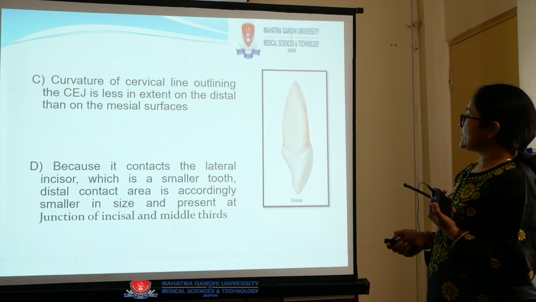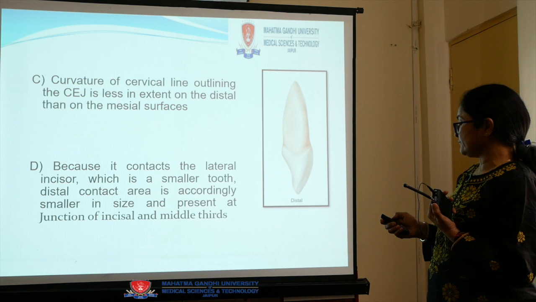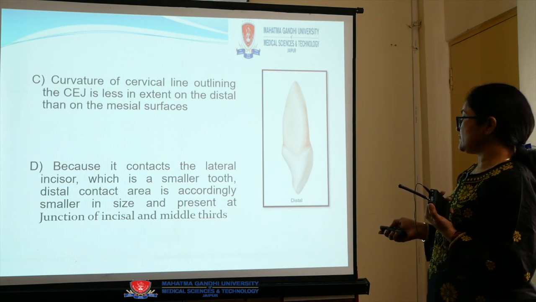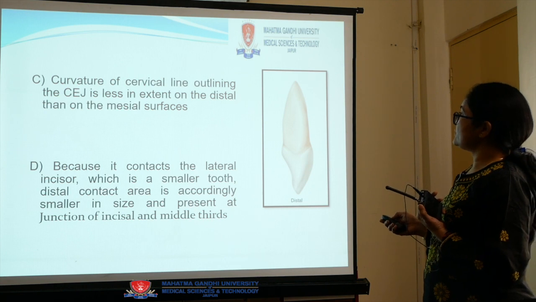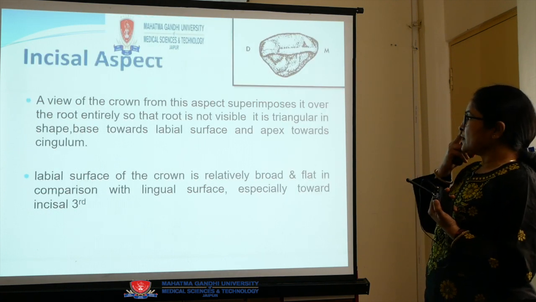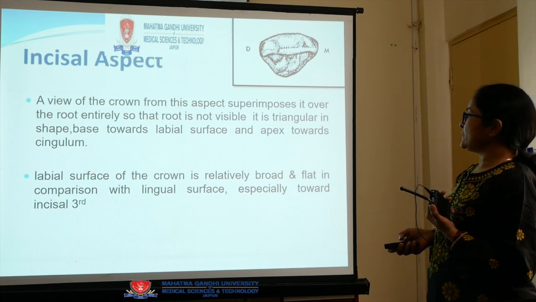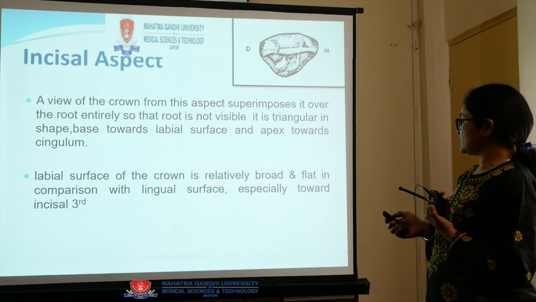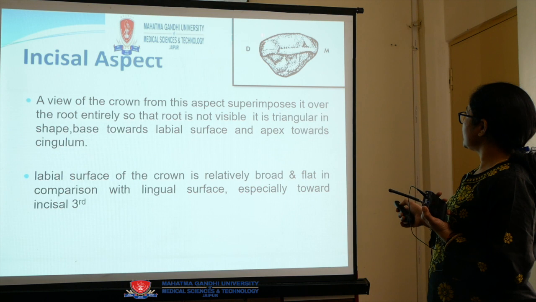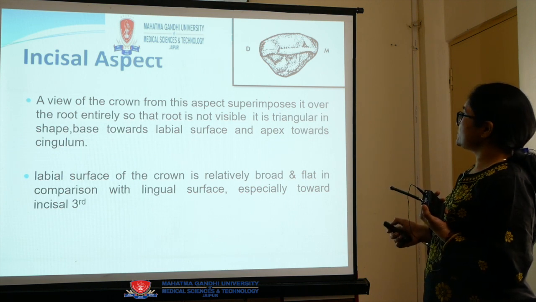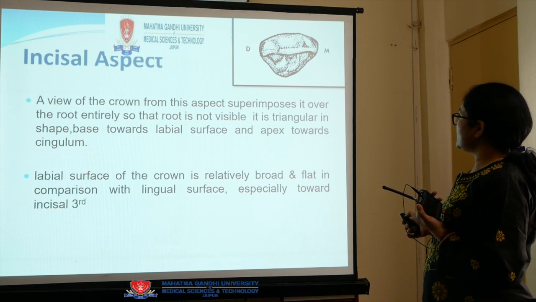Because the tooth contacts distally with the lateral incisor, the distal contact area is comparatively smaller than the mesial one, and it is present at the junction of the incisal and middle third instead of the incisal third. The incisal aspect: when we view the crown from this aspect, it superimposes on the root entirely so that the root is not visible from this aspect and the crown appears triangular in shape. The labial surface is comparatively broader than the lingual surface.